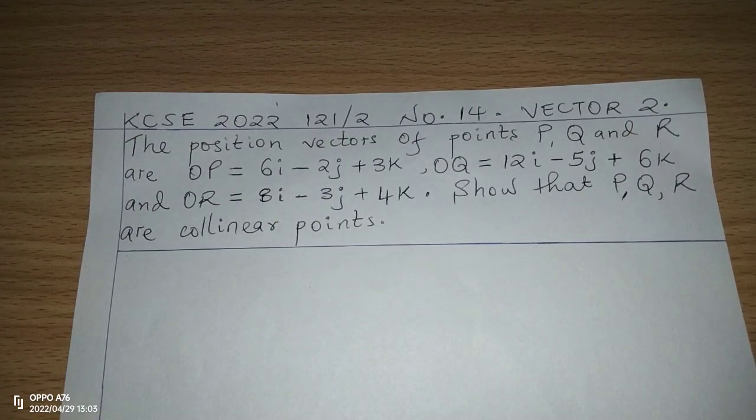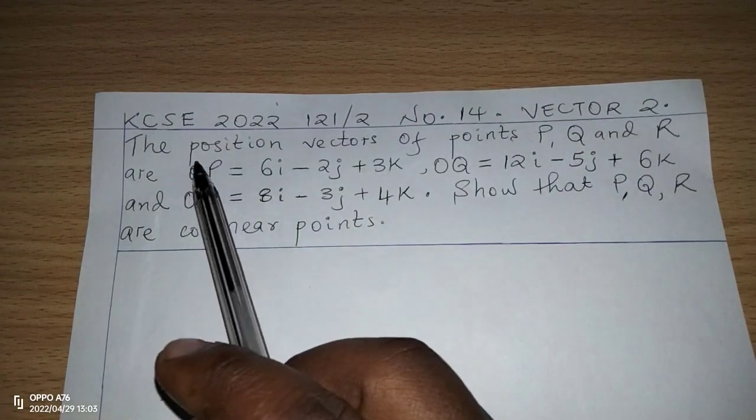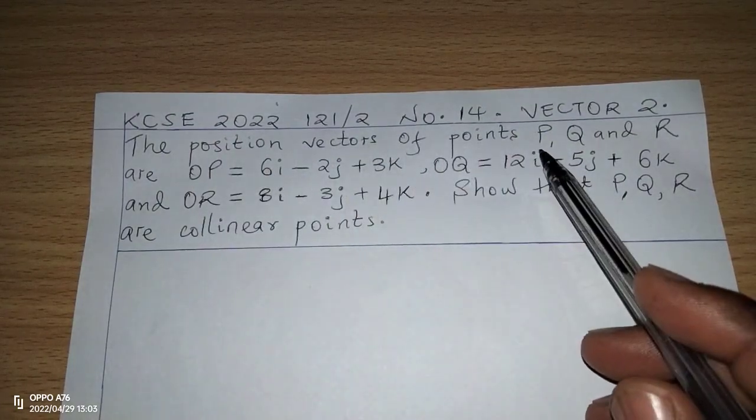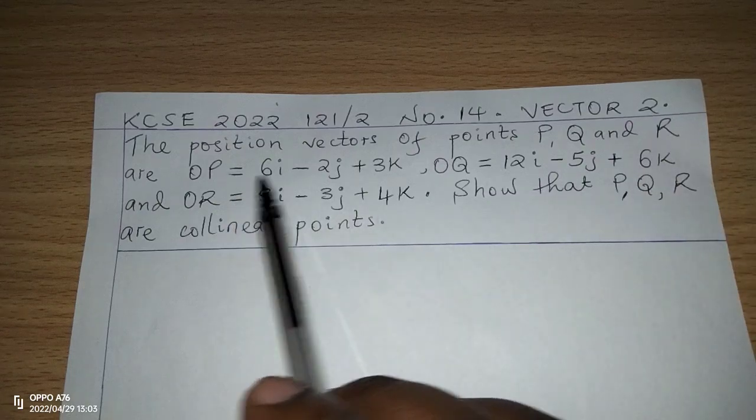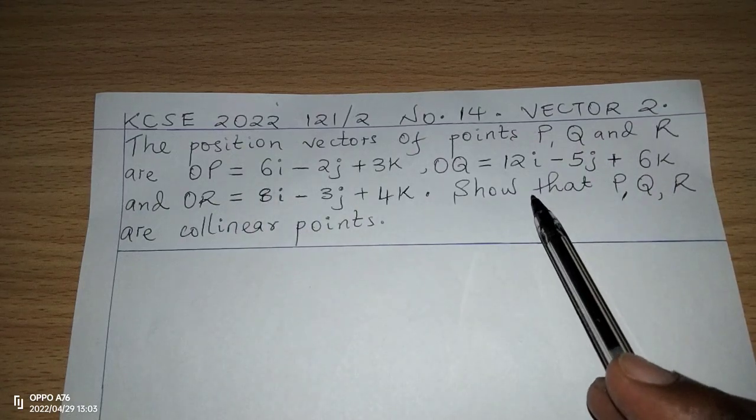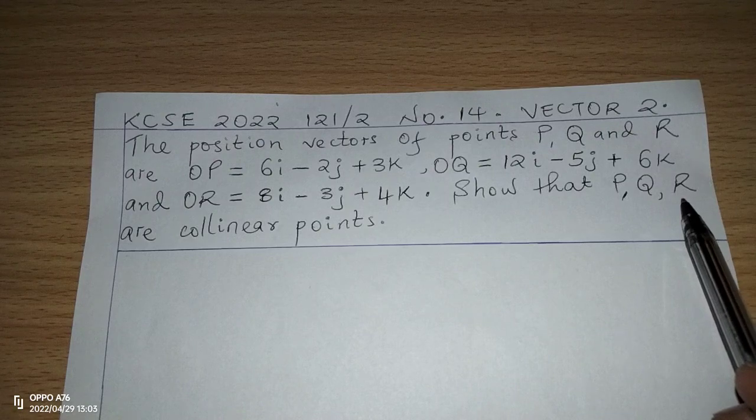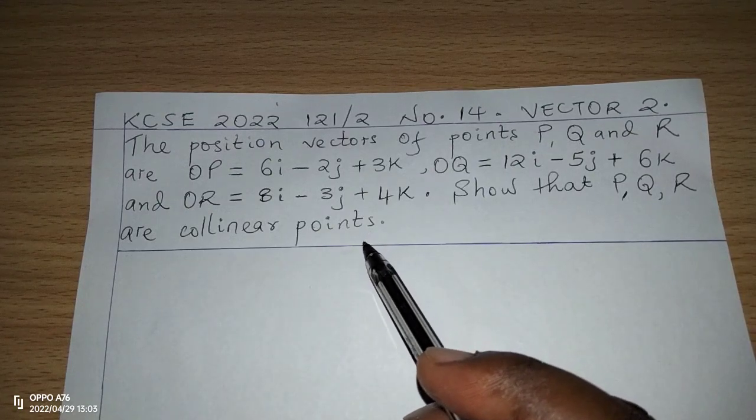We're going to revise Vector 2, a question which was in KCSE 2022 Mathematics, Paper 2. Number 14, the question says that the position vectors of points P, Q, and R are as shown respectively. Show that P, Q, and R are collinear points.